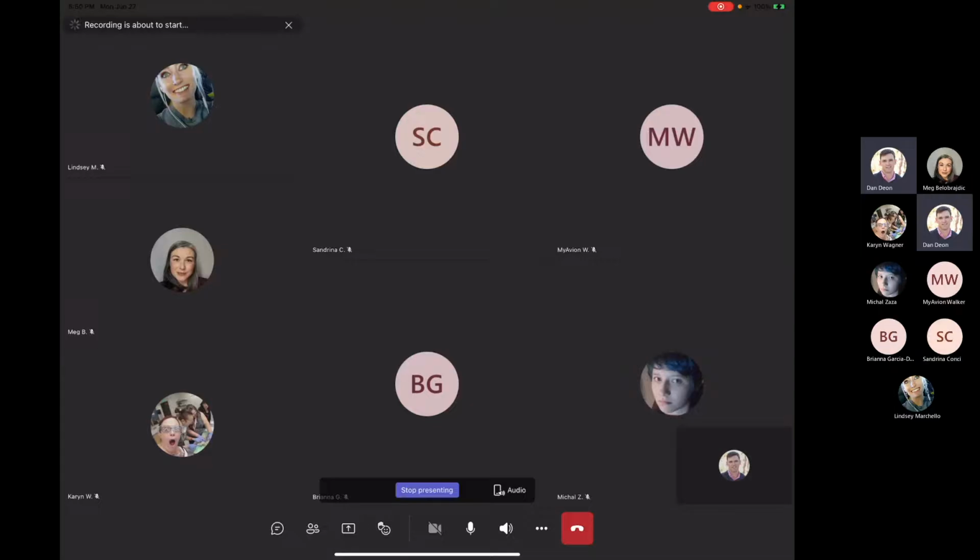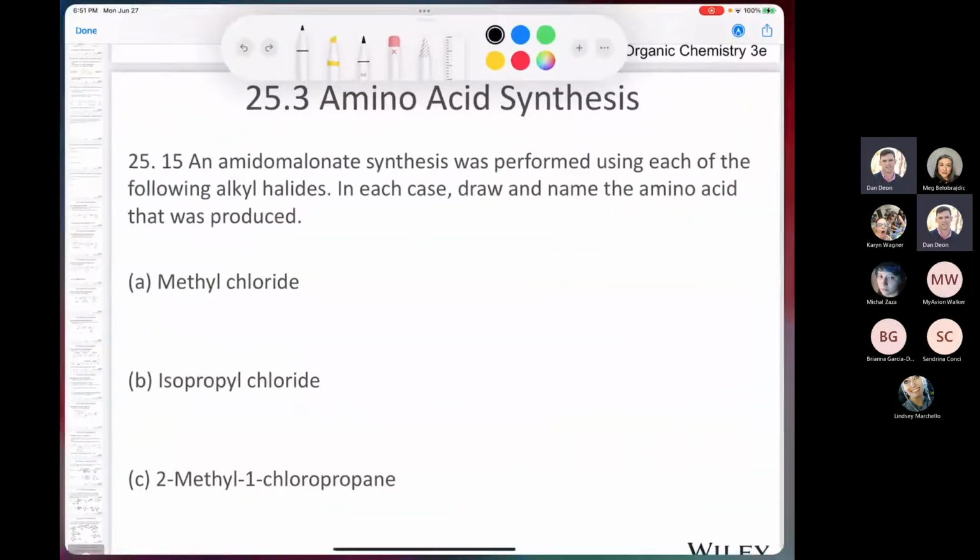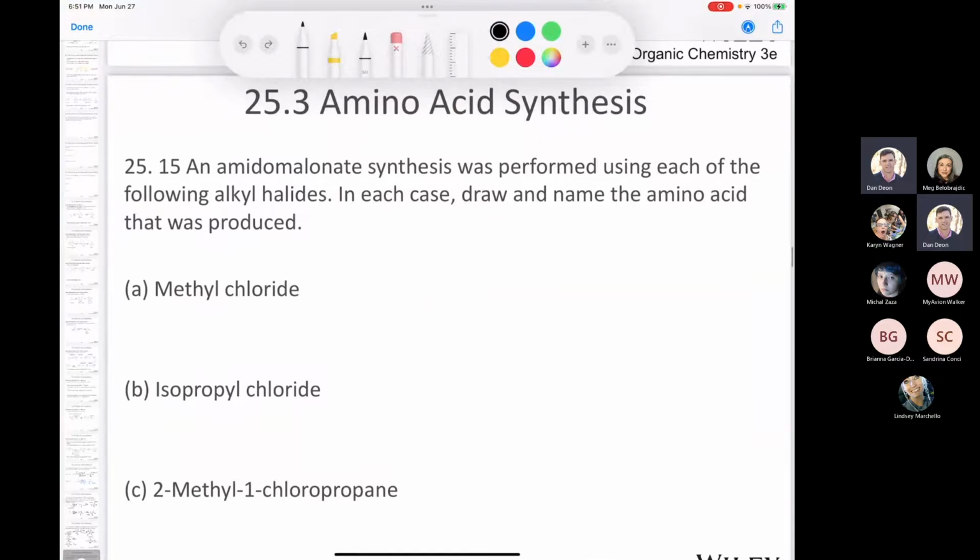Good. Practice makes perfect. So let's give it the old college try here. Here we go. Where were we? It says a malonic ester synthesis was performed using each of the following alkyl halides. Now, the alkyl halide is what I call the electrophile, right? In each case, draw and name the amino acid that you make.